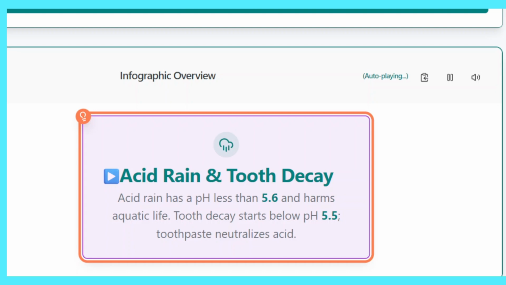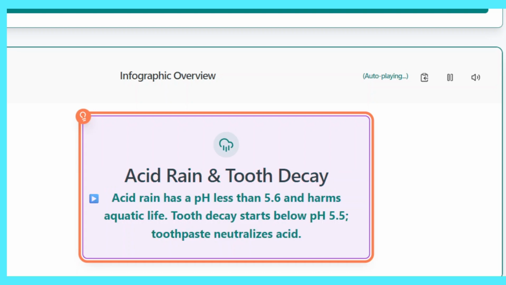Acid rain and tooth decay. Acid rain has a pH less than 5.6 and harms aquatic life. Tooth decay starts below pH 5.5. Toothpaste neutralizes acid.